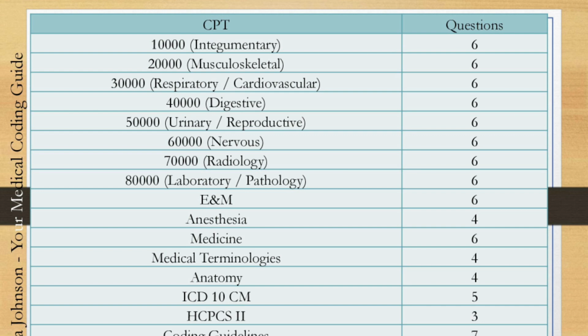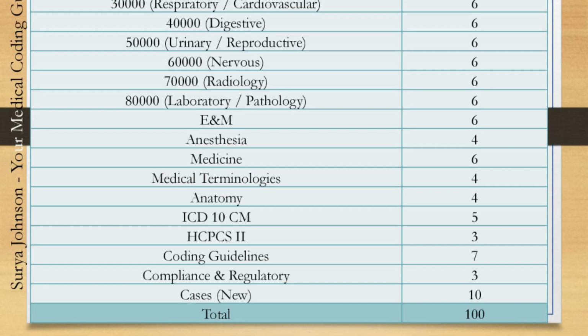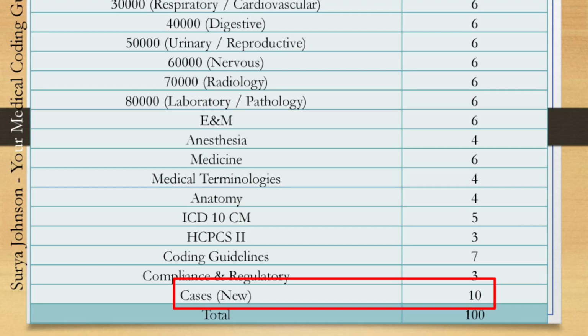And for anesthesia coding, there will be 4 questions. Medicine coding will have 6 questions. In medical terminology, there will be 4 questions. There will be 4 questions from anatomy. And from ICD-10-CM, there will be 5 questions. And there will be 3 questions from HCPCS. For coding guidelines based questions, there will be 7 questions. And for the compliance and regulatory questions, there will be 3. And from this year 2022, they have introduced case questions.